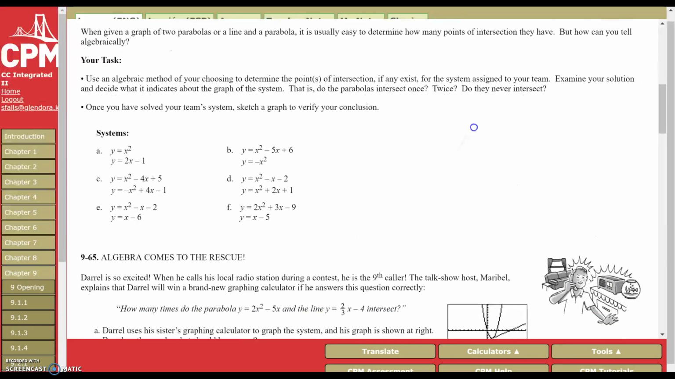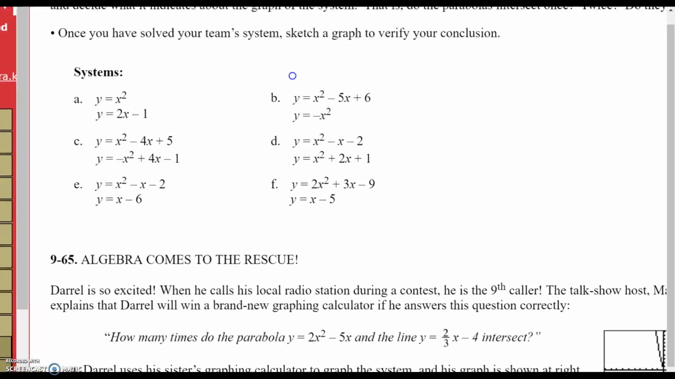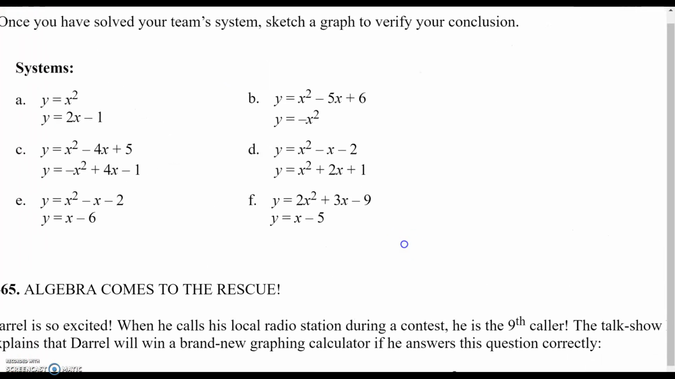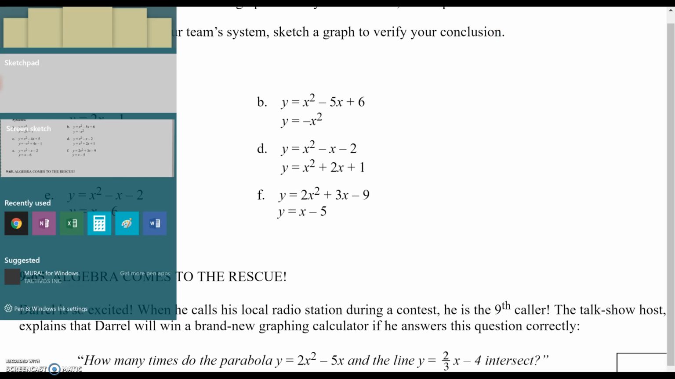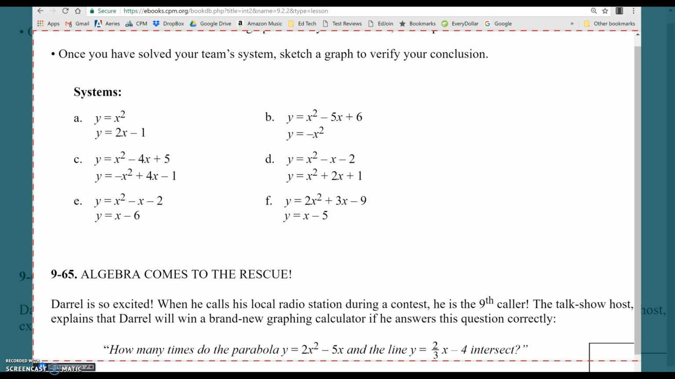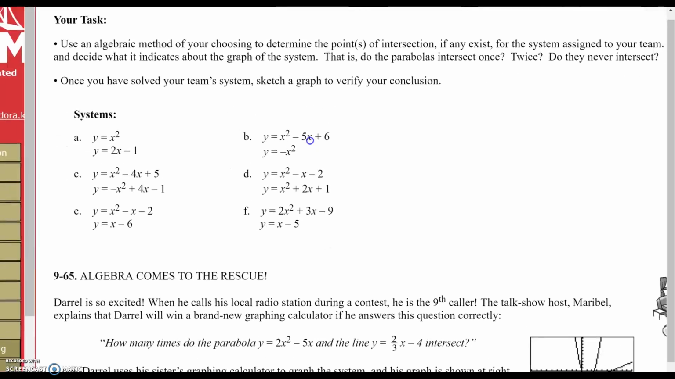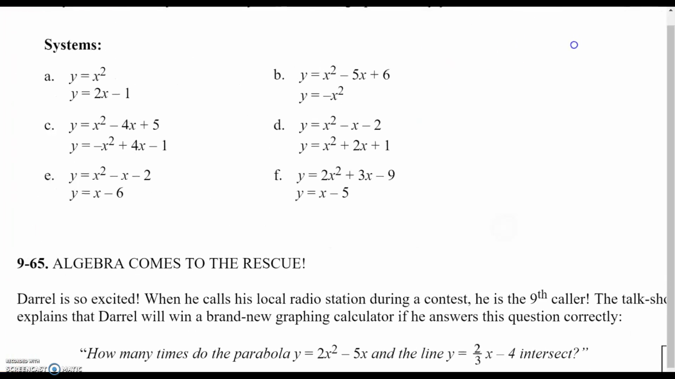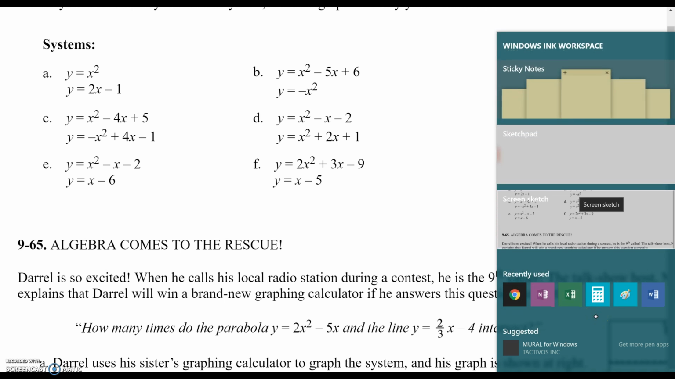Go ahead and skip a line, and let's practice one more for 64. Maybe I'll pick one of the harder ones. So how about we try C right here. It says in the instructions, use an algebraic method of your choice to determine the points of intersection. So we're not going to graph, we're just going to set these equal to each other because y equals both. Alright, so let's do that.